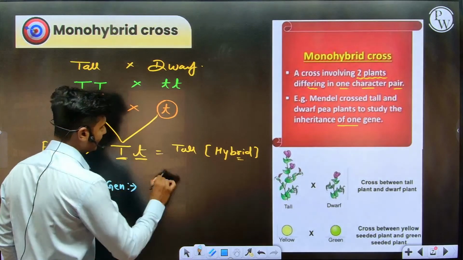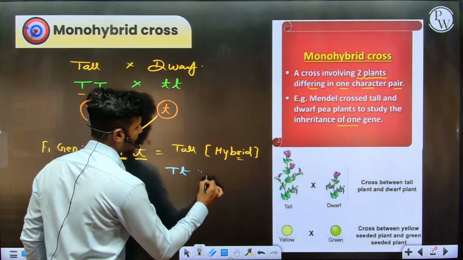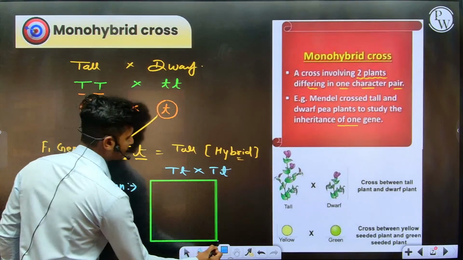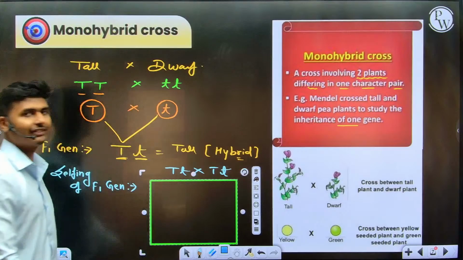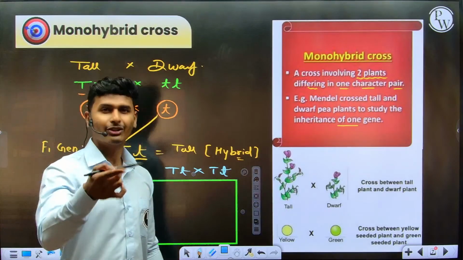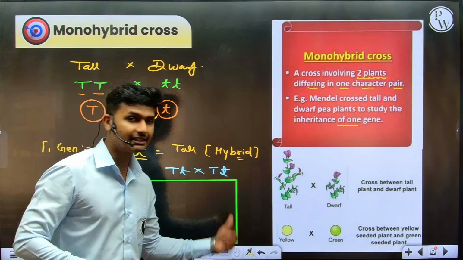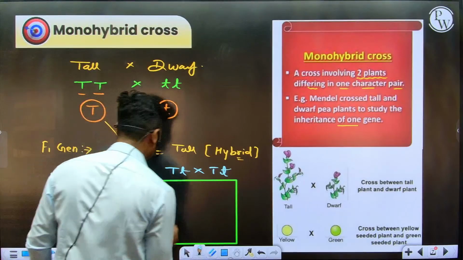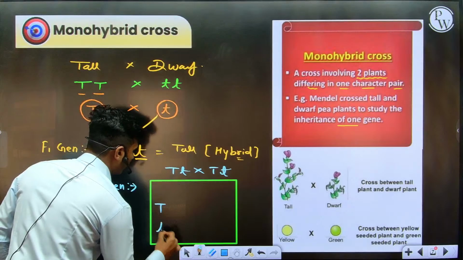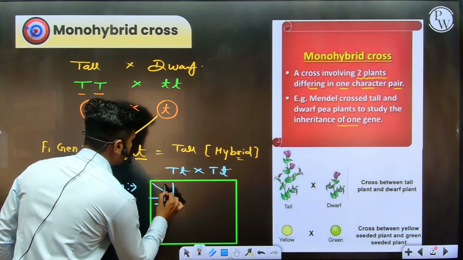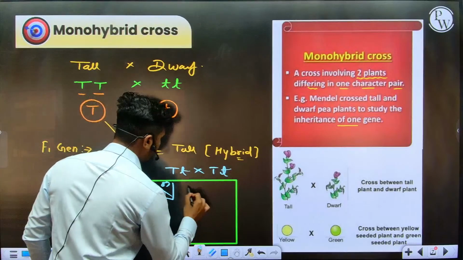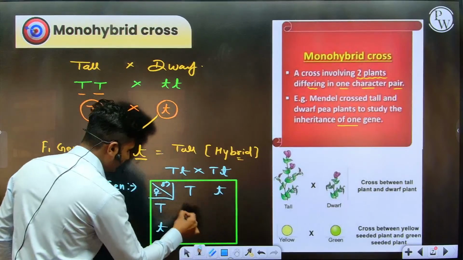If we self cross it, capital T small t crossed with capital T small t, we have to draw one table. This table is known as Punnett square. This is also asked in the NEET examination. The table is known as Punnett square because it was given by a scientist. Capital T small t, here male on one side, female on the other, consider anyone as male and the other as female.